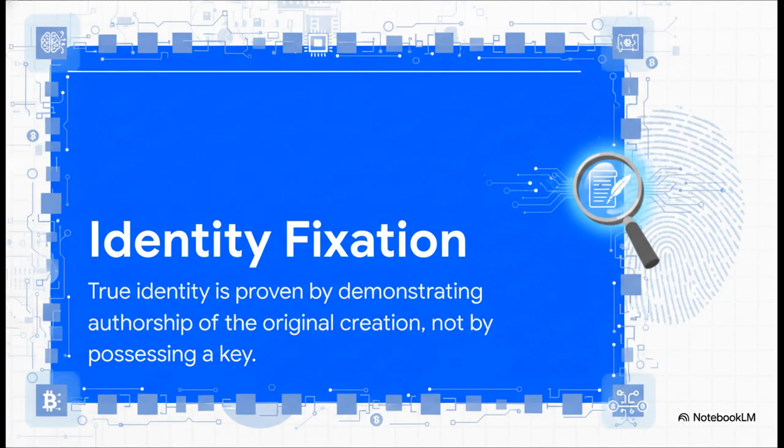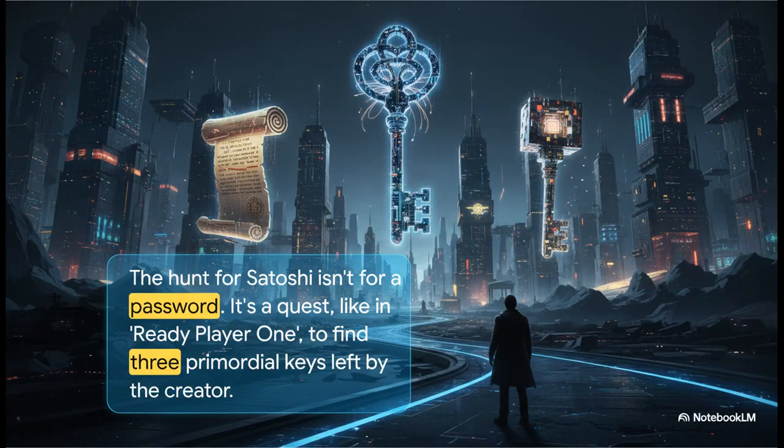And this brings us to this really fascinating idea called identity fixation. The theory is that the real proof of Satoshi's identity isn't in something he can possess, like a key, but in the indelible intellectual fingerprint he left all over the foundations of his creation. True authorship? Well, that can't be stolen. So, this transforms our search into something way more epic.